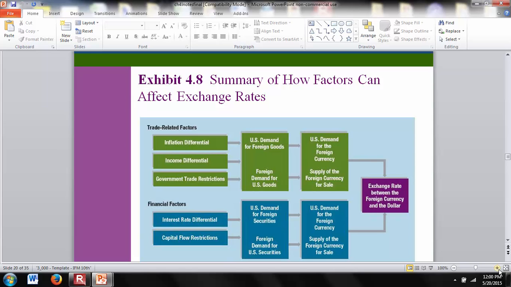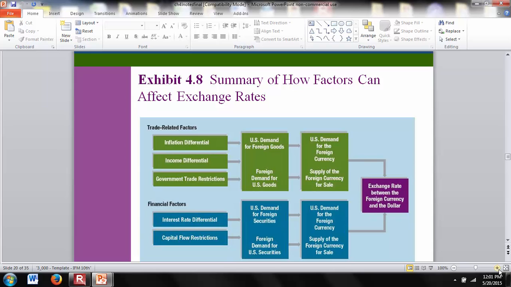The next one is the government trade restrictions. So if there are restrictions placed by the US against importing from Japan, it means that there is going to be less demand for the Japanese yen. Okay, and that is going to be bad for the Japanese currency.